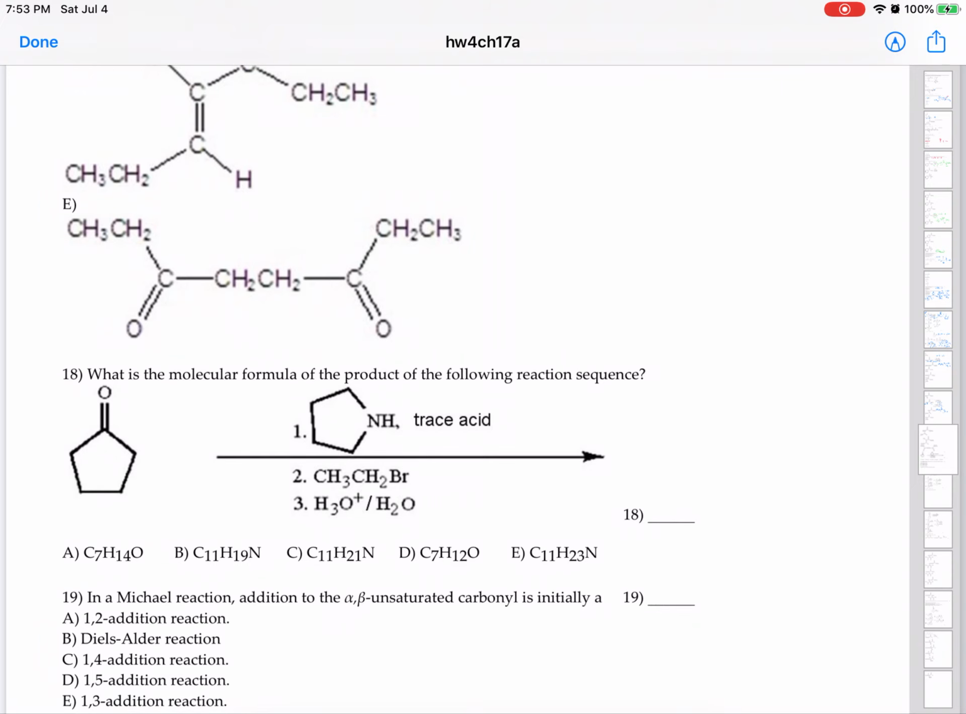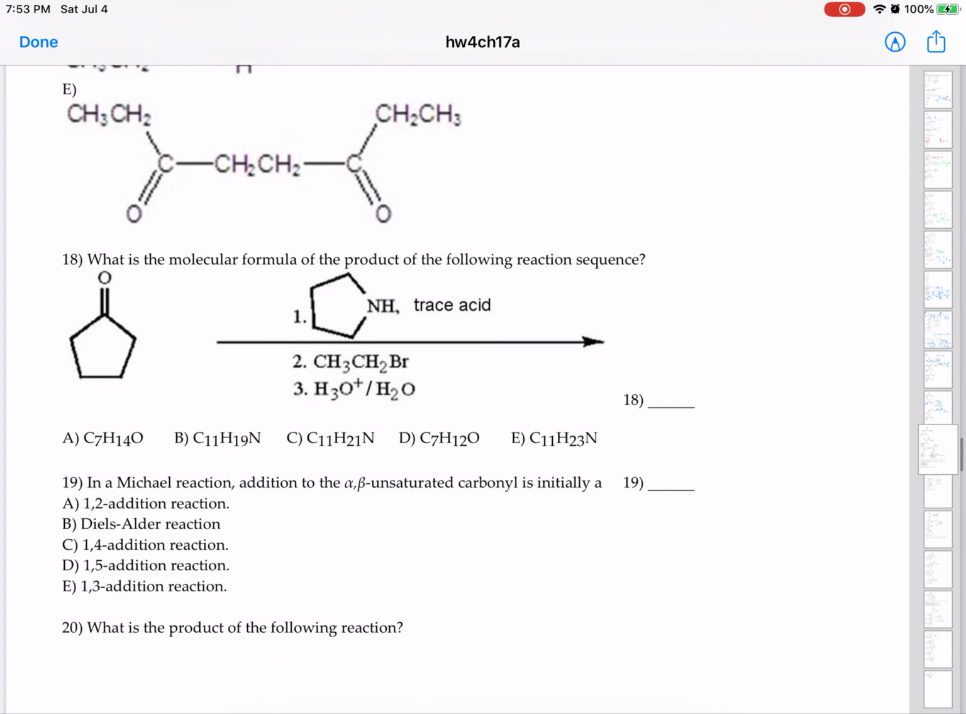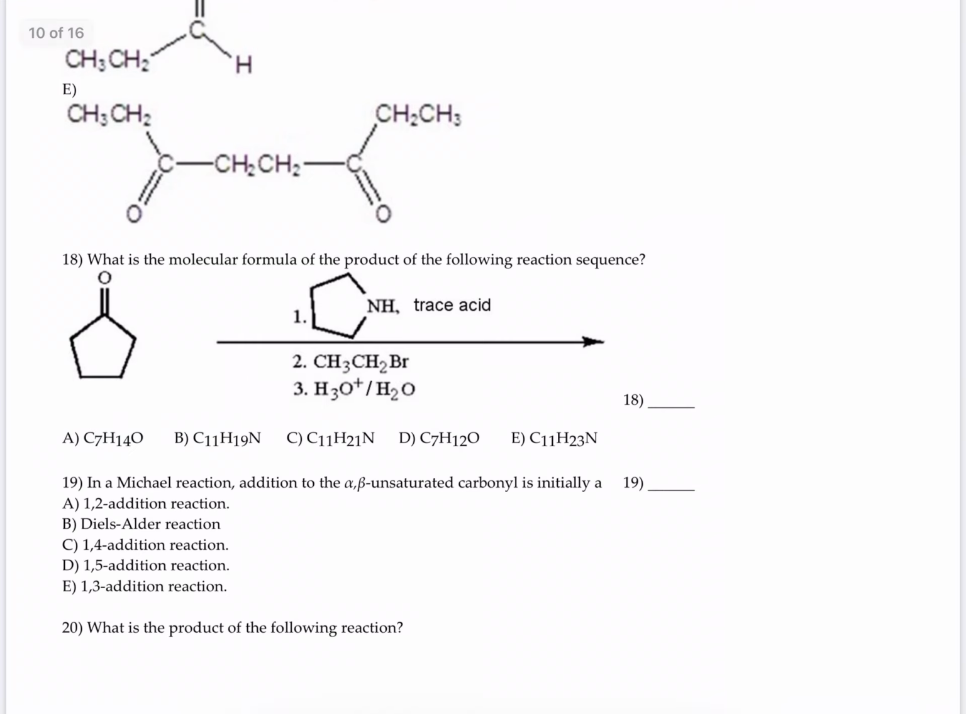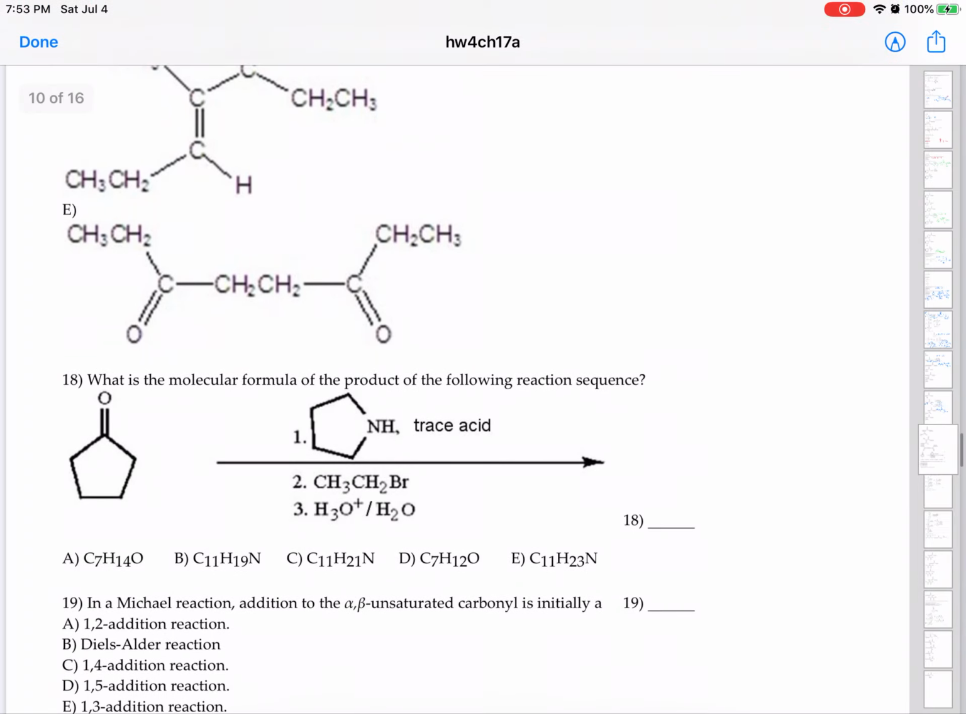What is the molecular formula of the product of the following reaction sequence? So you have a ketone. You are going to react it with a secondary amine. You will form an enamine. Then you will react it with ethyl bromide. And then when you hydrolyze it, you will get the ketone back. Okay. So we have done these kinds of reactions before.